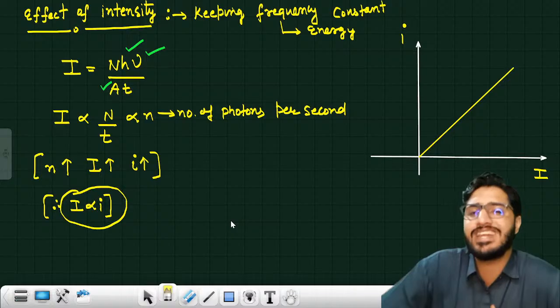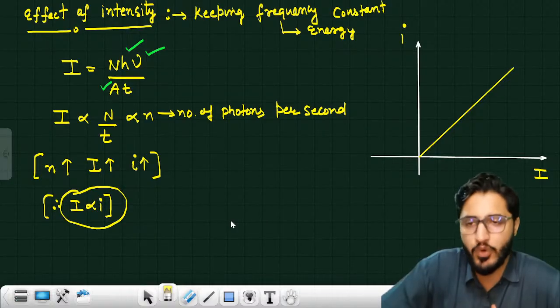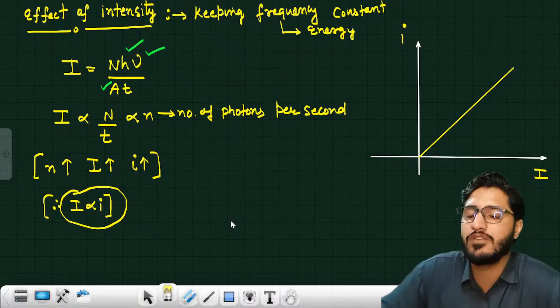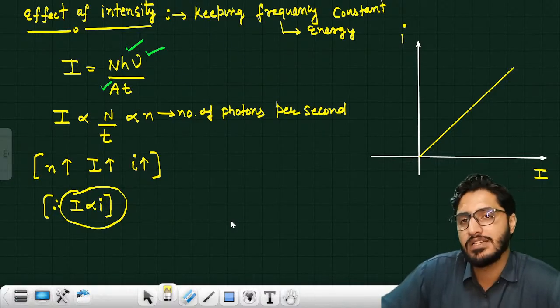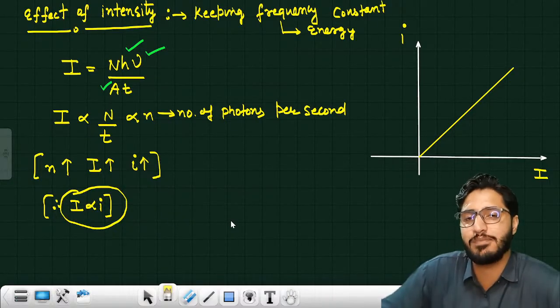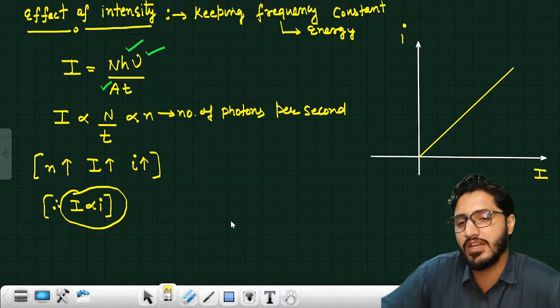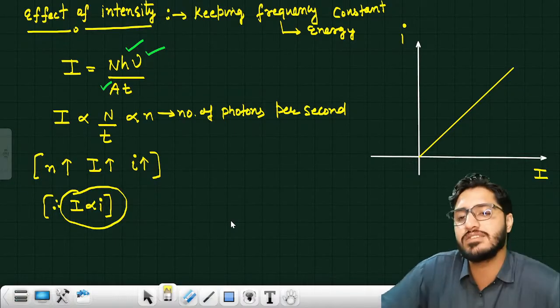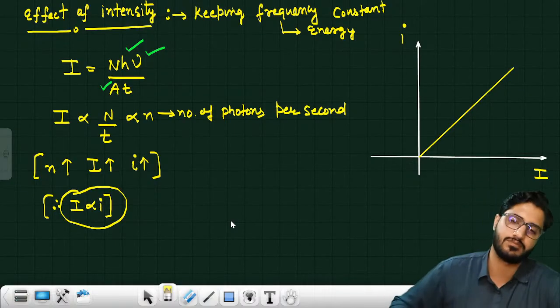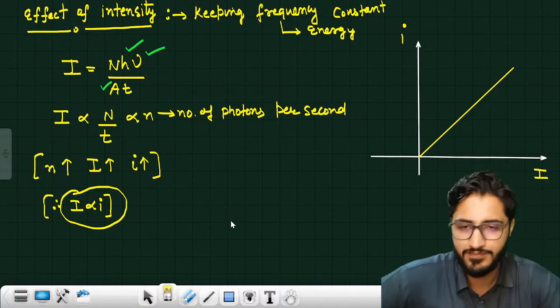Why? Because you will get a theoretical numerical from these particular portions. So what is the effect of intensity on the photocurrent? You will say that, sir, my photoelectric current will increase, that it is directly proportional to the intensity. Why? Because intensity is directly proportional to the number of photons per second. If the number of photons per second increases, intensity increases. If intensity increases, my current will increase. So it is directly proportional. Easy?